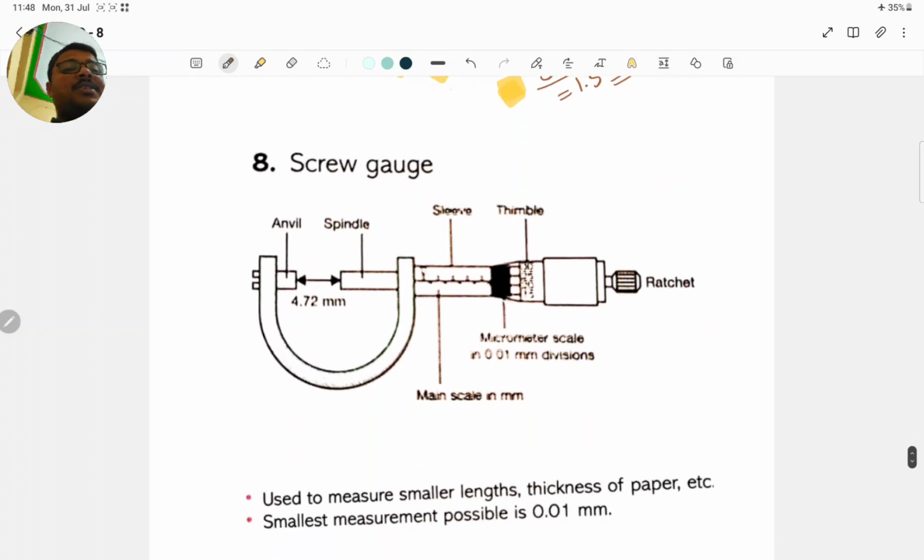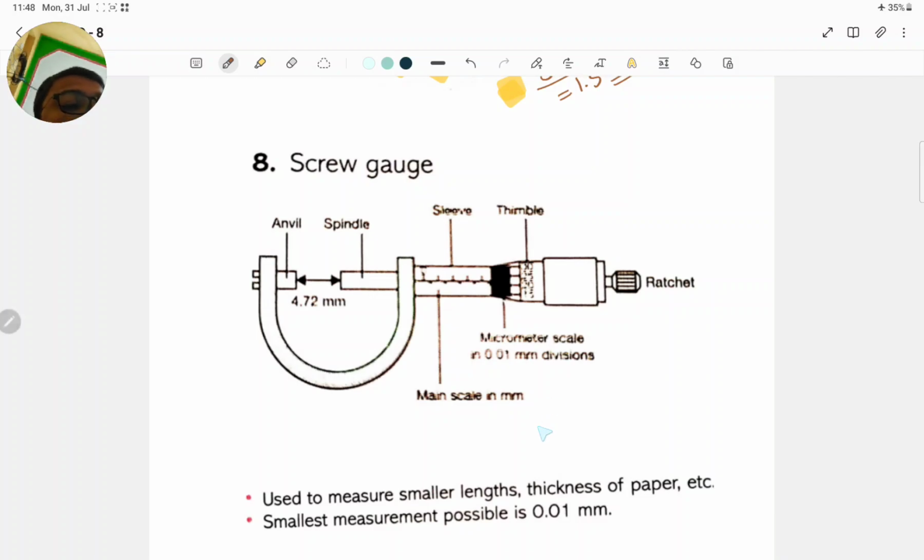Next, screw gauge. By using the screw gauge also we can measure small lengths like the thickness of paper. The smallest thicknesses also we can measure by using the screw gauge. Here, this is the screw gauge diagram. Once observe what the screw gauge is. Regarding the screw gauge you will learn in the next classes.